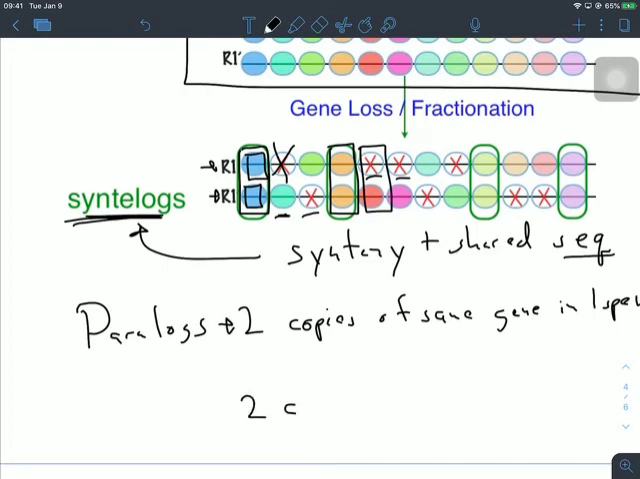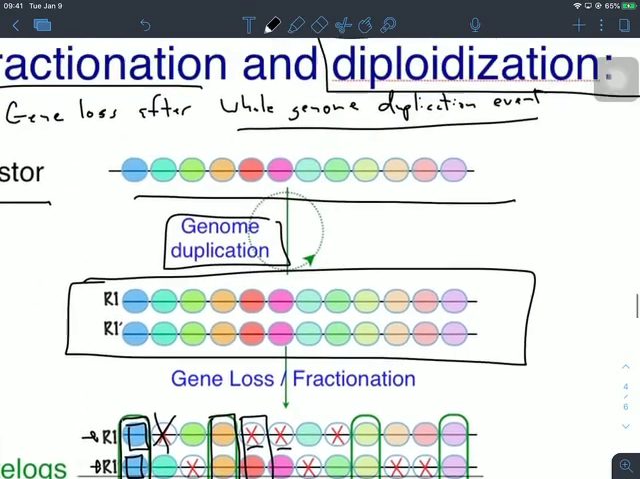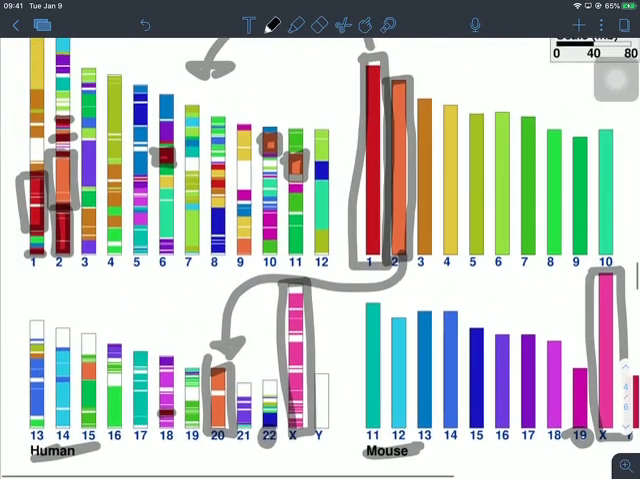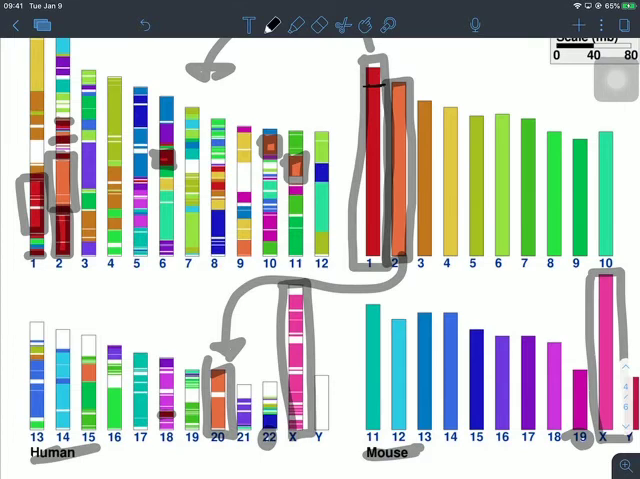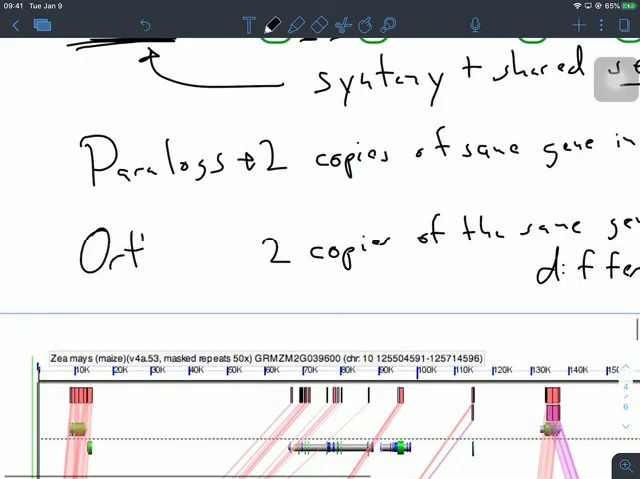When I have two copies of the same gene in different species, like looking at the gene here in mice, and say that this region happens to be syntenic with this spot right here in humans, these two that share history are called orthologs.